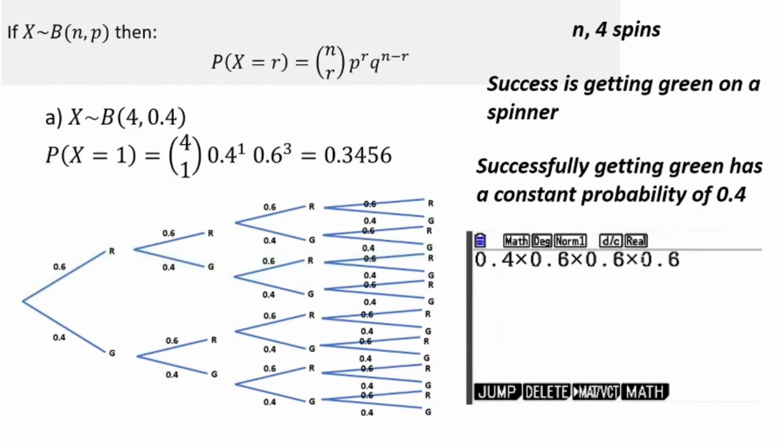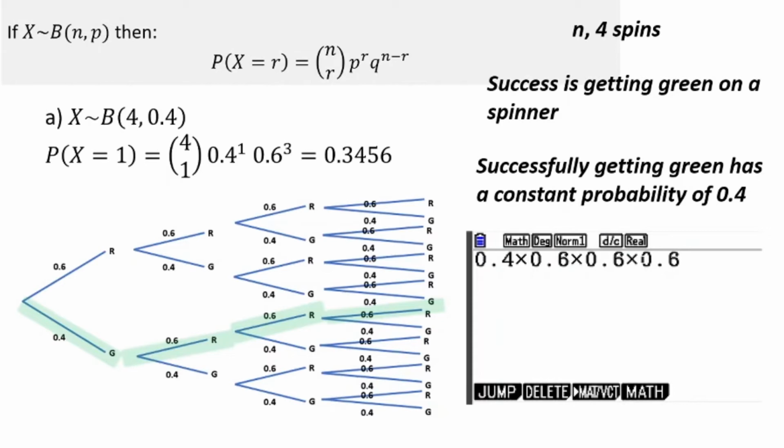And here's the fourth way round. I have 3 instances of 0.6 and 1 instance of 0.4. All of the routes that I took were going to have exactly the same calculation. They were going to have 0.4 to the power of 1 times 0.6 to the power of 3. Well, if I just multiply that by the number of routes, the number of journeys that I can take that achieve 1 success, I would find my answer.